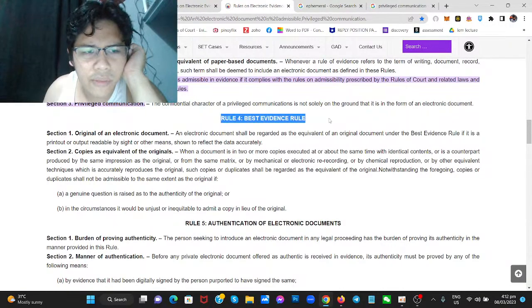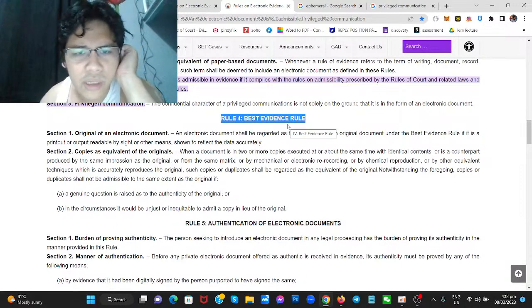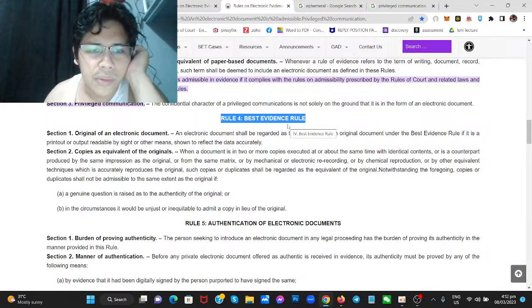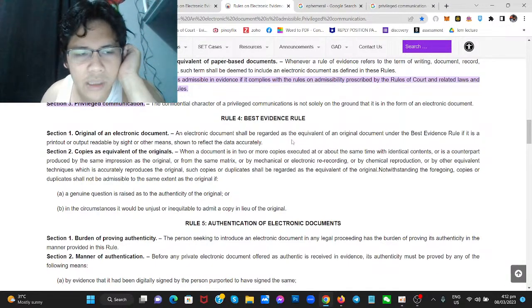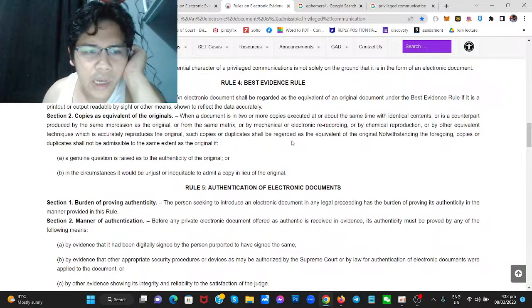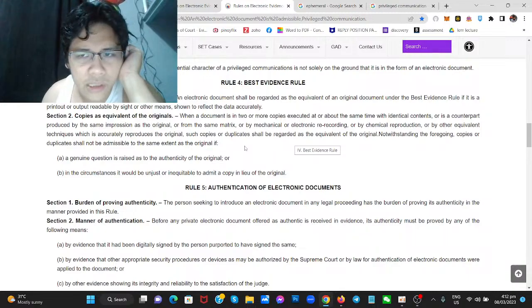The best evidence rule, Rule 4. So this refers to the original documents that must be presented. An electronic document shall be regarded as the equivalent of an original document under the best evidence rule. What about the copies? Copies are equivalent to the originals when a document is in two or more copies executed at the same time with identical contents. So what happens?